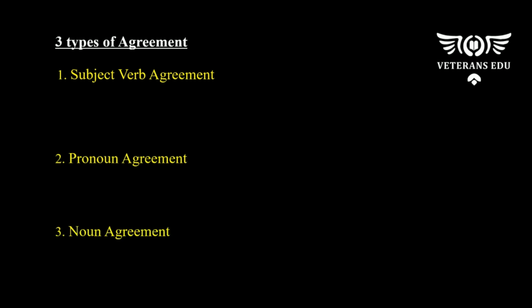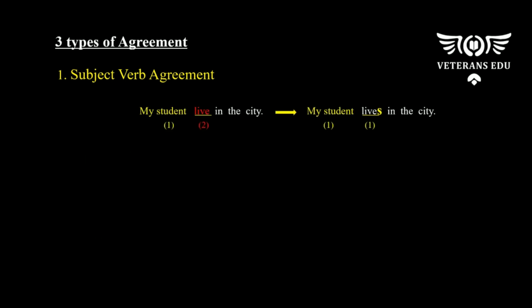In SAT, there are three types of agreement concepts we have to understand. The first is the subject-verb agreement, the one we've learned so far, and the other two are pronoun agreement and noun agreement. And the difference is rather simple. In the subject-verb agreement, you change the verb. For instance, in the sentence, "My student live in the city," the subject is singular, my student, so I have to change the verb to "lives," and we call this subject-verb agreement.